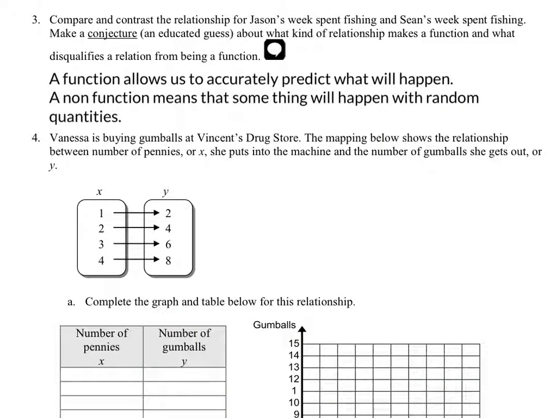A function allows us to accurately predict what will happen. For example, if Jason went fishing for 5 hours, we should know how many fish he will catch. Or if he goes fishing for 2 hours every time, he should catch 6 fish all the time. But if we just go fishing in the lake, perhaps, like Shawn did, then we may not know exactly how many fish we'll catch for any number of hours we fish. Okay? So that's why it is not a function, because we can't predict how many fish he will catch fishing randomly. See a hatchery, there's just fish right there.